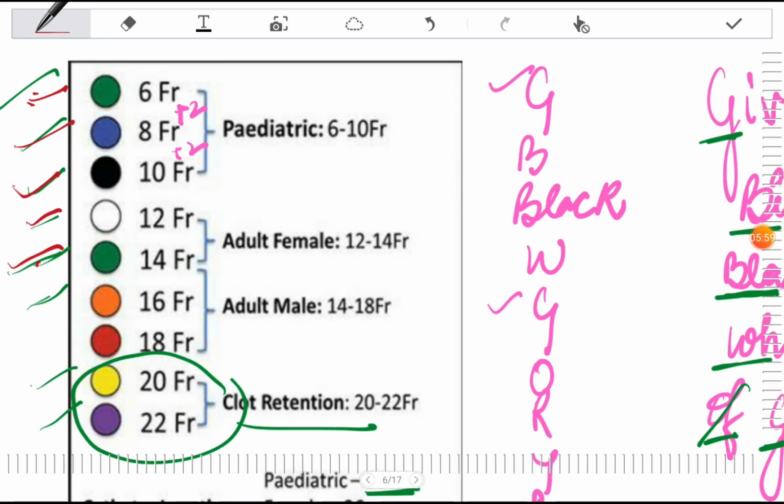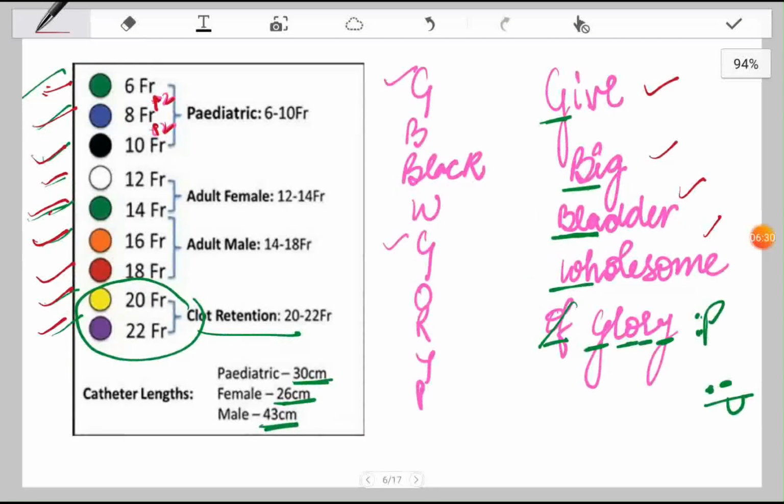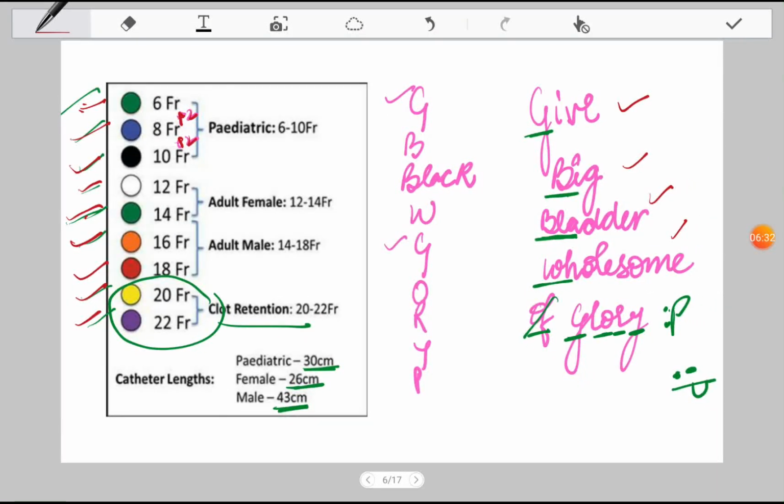I couldn't show you an actual catheter due to lockdown, but after this lockdown gets over, I will try to show you an actual catheter. So next, just move on, and then is orange, red, yellow, and purple. Purple, you can say violet too. Then for the size, it is very easy. You just have to remember that there is a difference of 2 between each. So it goes like 6, 8, 10, 12, 14, 16, 18, 20, 22, like a table of 2. Fine, so this is the trick.